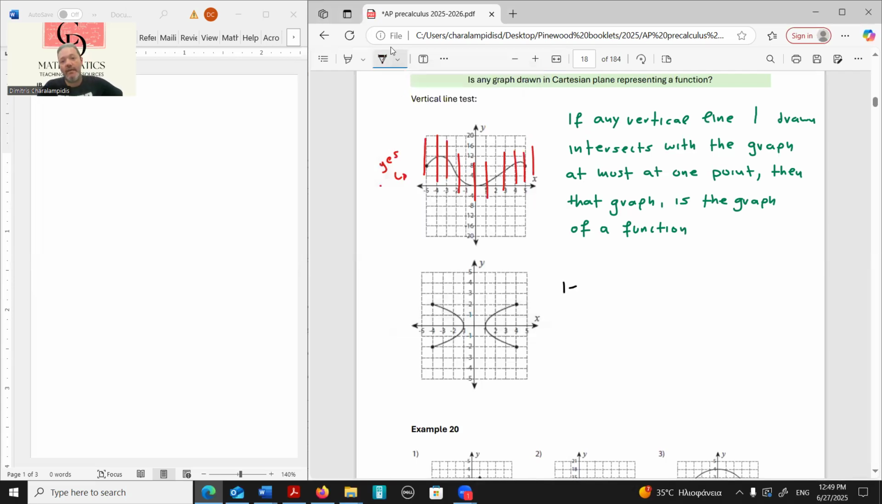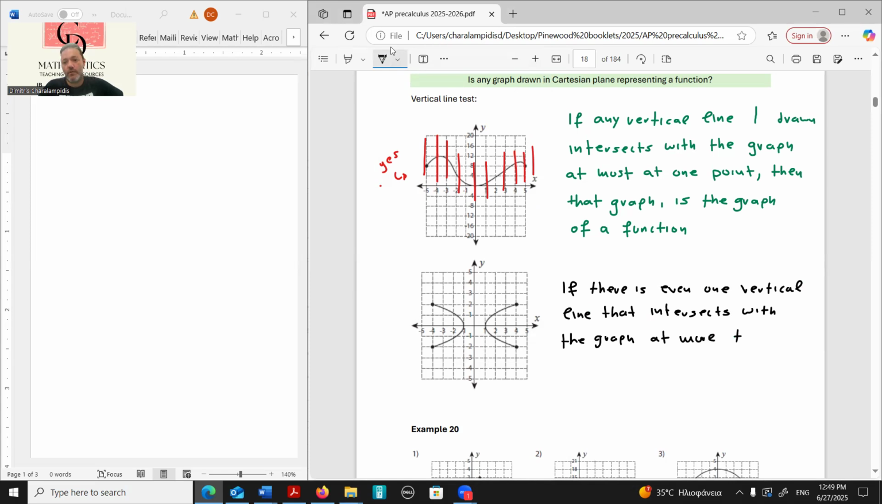On the other hand, if there is even one vertical line that intersects with the graph at more than one point, then it cannot be a function's graph.